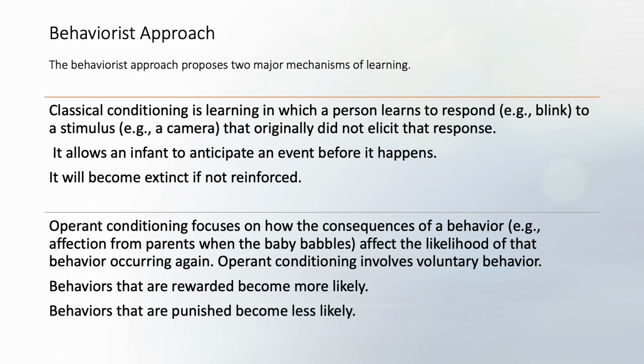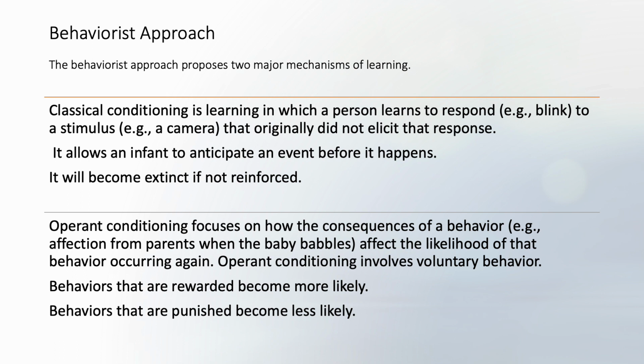The behaviorist approach proposes 2 major mechanisms of learning. Classical conditioning is learning in which a person learns to respond, like a blink, to the stimulus of an object or a camera that originally did not elicit that response. It allows an infant to anticipate any event before it happens. It will become extinct if it is not reinforced.